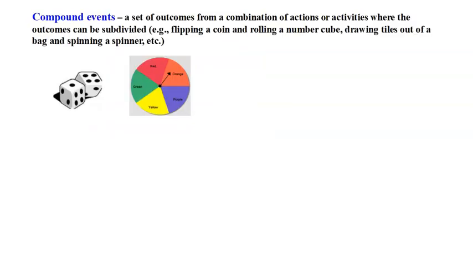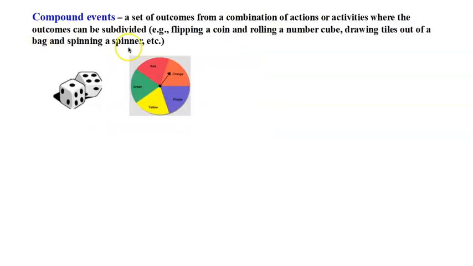Hello class, today we are going to look at complex probability. So we've talked about simple probability, just what is the probability of one thing happening. Today we're going to look at stuff that's a little bit more complicated. All right? So first, compound events.